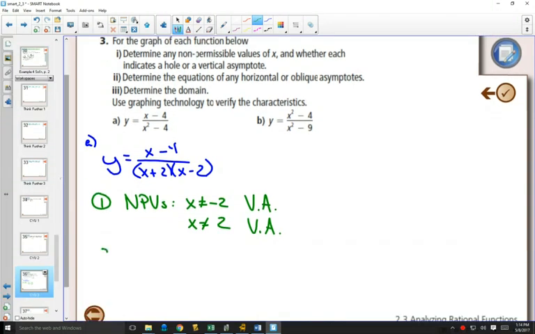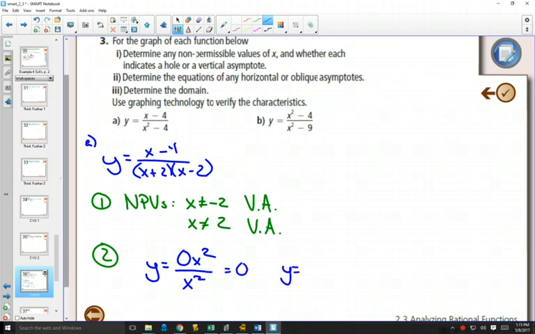Step number 2 was we're going to look at horizontal asymptotes or oblique asymptotes. And we do that by looking for the highest power. The highest power in this equation is an x squared. We have no x squareds on the top, 1x squared on the bottom. That simplifies to 0. So y equals 0 is going to be our horizontal asymptote.